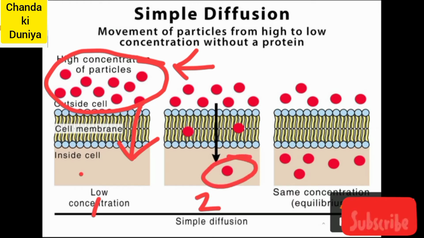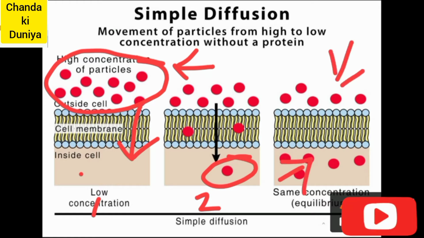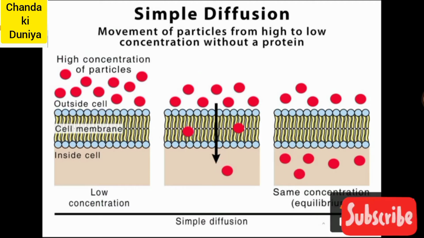Look at picture number 3. There is the same amount of molecules outside the cell as well as inside the cell. So this condition is called equilibrium. Both sides, inner and outer, have an equal amount of molecules. So simple diffusion means the movement of particles from the higher concentration towards the lower concentration without any agent, without any protein.